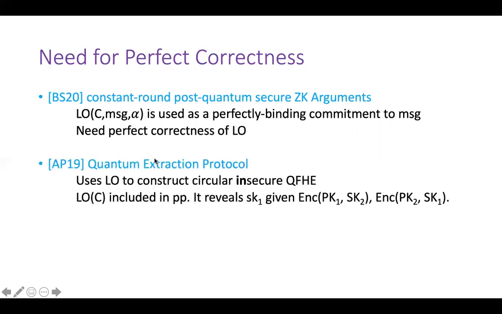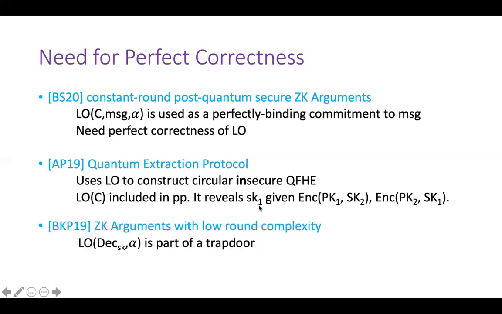Similarly, Ananth and La Placa constructed a quantum extraction protocol recently. They used lockable obfuscation to construct a circular insecure quantum fully homomorphic encryption scheme. Here, an obfuscated program is given as part of the public parameters, and it is designed in such a way that if an adversary gets hold of some circularly encrypted ciphertext, that is, an encryption of secret key 2 with public key PK1 and an encryption of secret key 1 with public key PK2, then the lockable obfuscation can be used to break the circular security. It can break the security property. And even here, one-sided perfect correctness is still required.